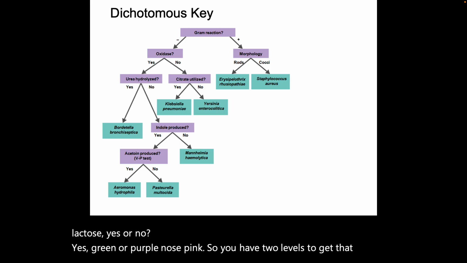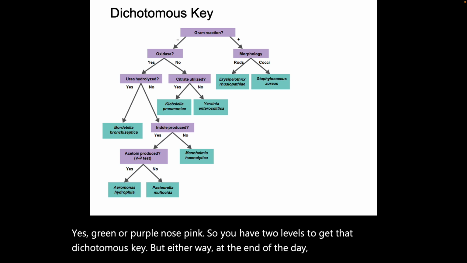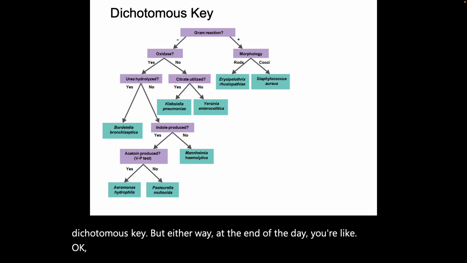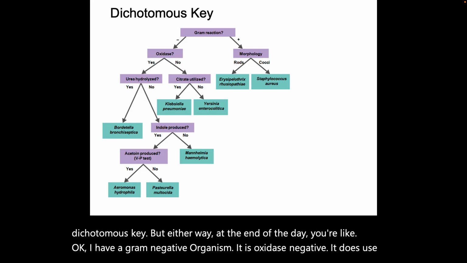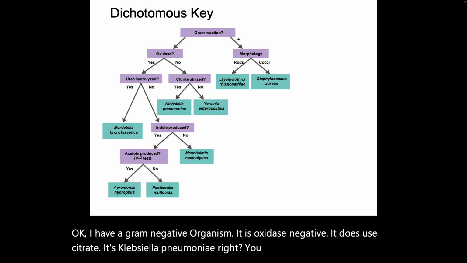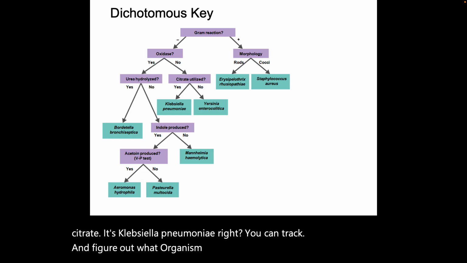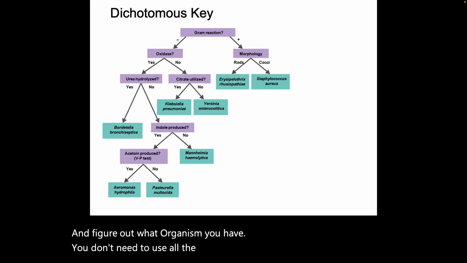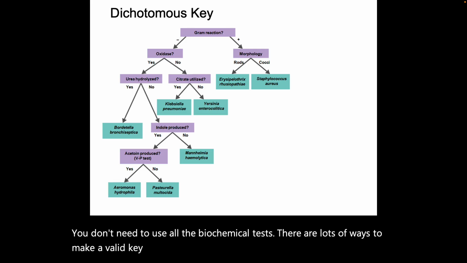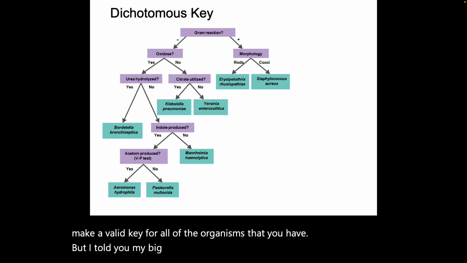But either way, at the end of the day, you're like, okay, I have a gram-negative organism. It is oxidase negative. It does use citrate. It's Klebsiella pneumoniae, right? You can track and figure out what organism you have. You don't need to use all the biochemical tests. There are lots of ways to make a valid key for all of the organisms that you have. But I told you my big trick where I start is with acid fast, then gram stain, then morphology. That's how I make my tree.